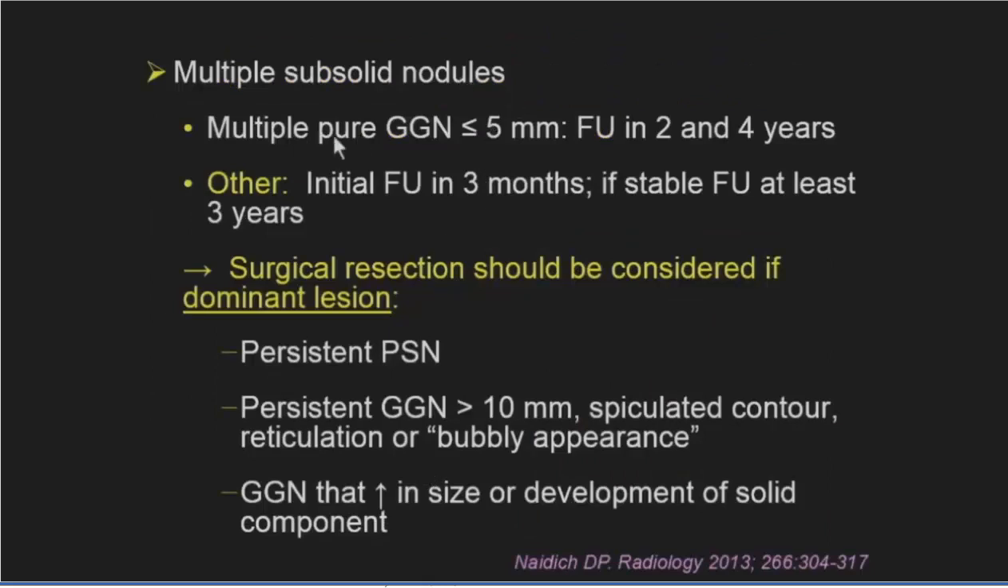Now, how do we follow multiple nodules? If they're all tiny, up to 5 millimeters, in pure ground glass attenuation, we do a follow-up in 2 and 4 years. If there are larger lesions, then we do initial follow-up in 3 months, and then we follow them annually. If there are dominant lesions, we can consider them for resection, and these would include the persistent part-solid nodules or ground glass nodules that are greater than 10 millimeters or that are particularly increasing in size and attenuation with development of new solid component.